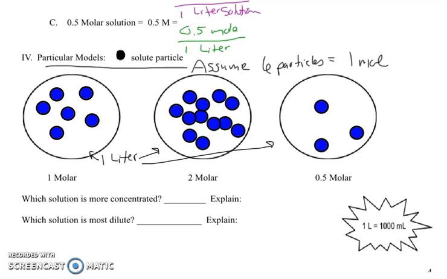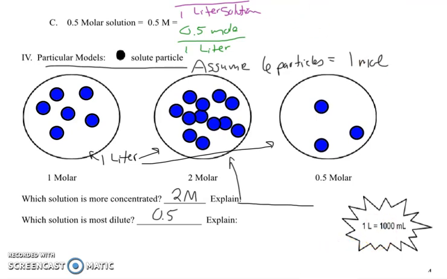So which of these solutions is more concentrated? Well, look at which one has more moles of solute in the solvent. That's going to be the 2 molar. And for your explanation, explain that picture. There are more moles per that 1 liter. Which one's the most dilute? That's going to be the 0.5 molar. There are fewer moles of solute per liter of solution.